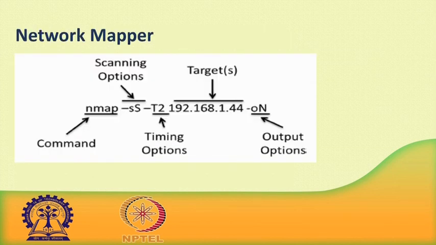And there are different output options also. We use dash small o capital N for normal output. The normal output option will create a text file that can be used to evaluate the scan result or use as input for other programs.